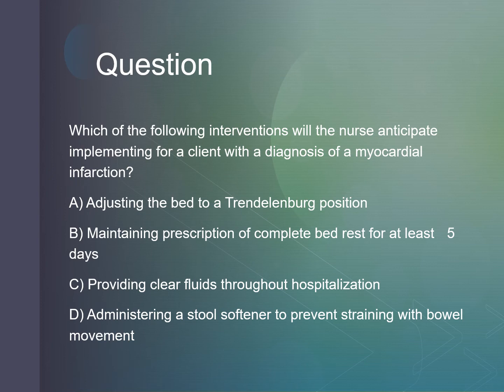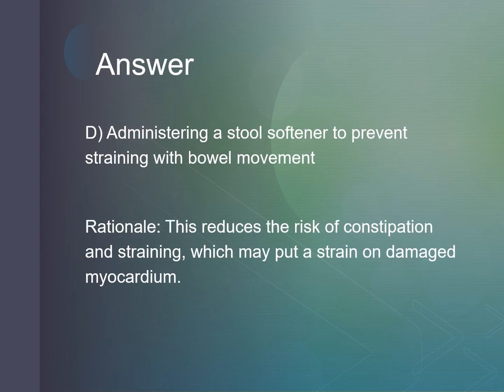So which of the following interventions will the nurse anticipate implementing for a client with a diagnosis of a myocardial infarction? This is D, administering a stool softener to prevent straining with bowel movement. We want to prevent that Valsalva maneuver.